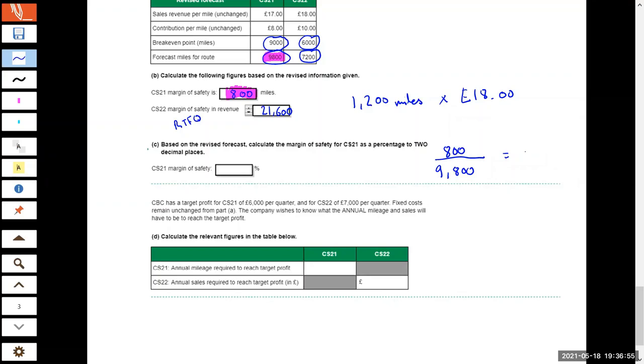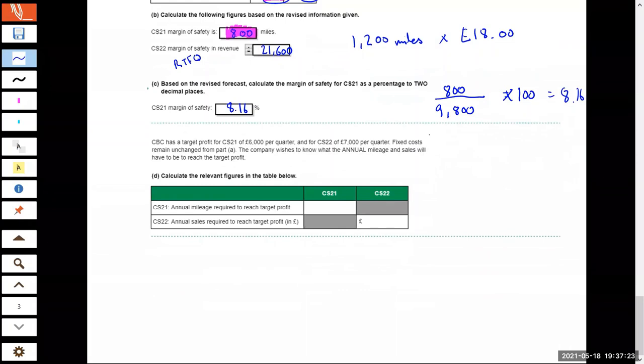0.0081, I think. But you've got to times it by 100. Okay, I won't try and do any more maths in my head. It's been a long day, sorry. Times by 100 to get your percentage. And that does indeed come out at 8.16%. 8.16, absolutely brilliant. Well done. Elna's even putting in the chat the calculations, and Sophia's got there as well. Brilliant.